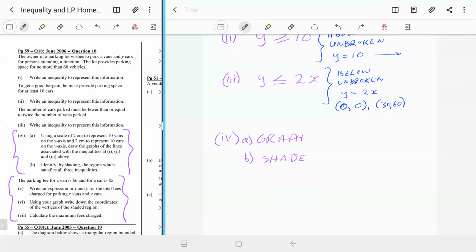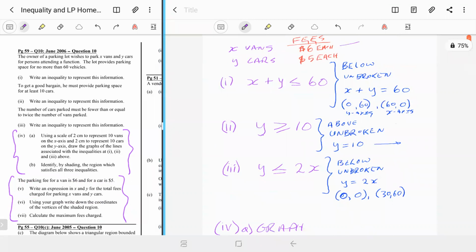For part 5, we're going to need the expression for the fees. So the total fees, let's do it from now. Total fees, F dollars. So it's $6 each van and $5 each car. It is x vans at $6 each and y cars at $5 each.